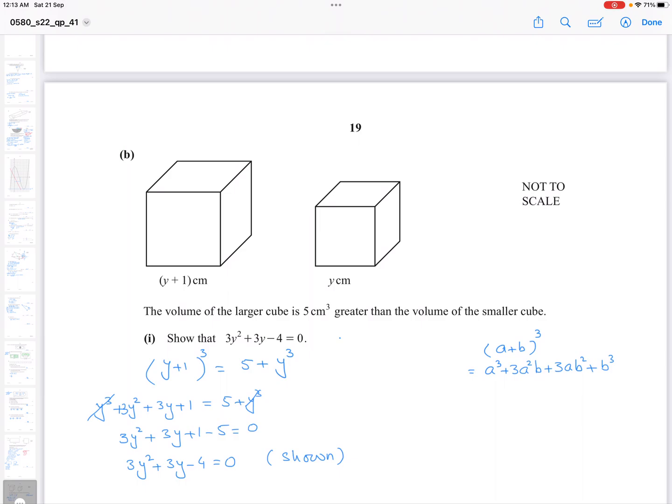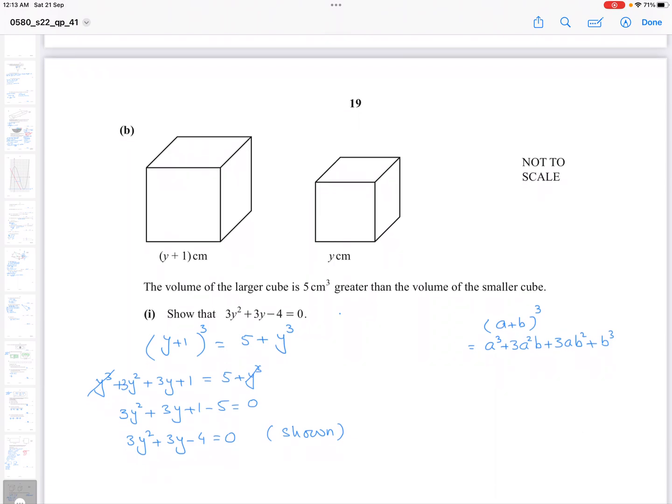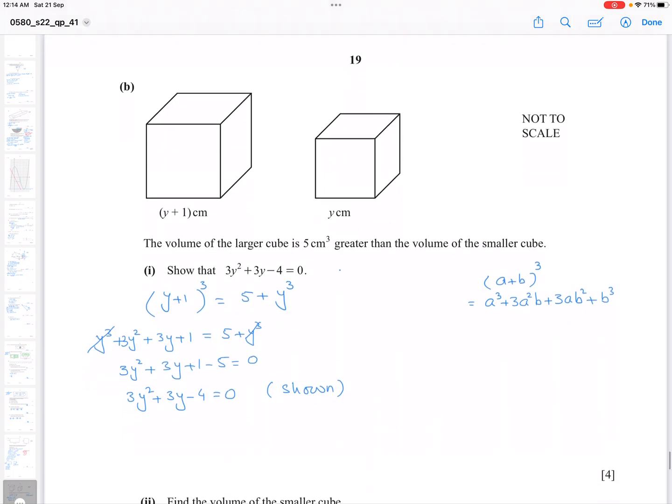Now, this is an identity like a plus b whole power 3, which says a cube plus 3a square b plus 3ab square plus b cube. So your a is y and b is 1. So carefully place the value, so it will be y cube plus 3y square plus 3y plus 1 is equal to 5 plus y cube. So y cube and y cube will be cancelled, and you are left with 3y square plus 3y plus 1 minus 5 is equal to 0. So 3y square plus 3y minus 4 is equal to 0 shown.